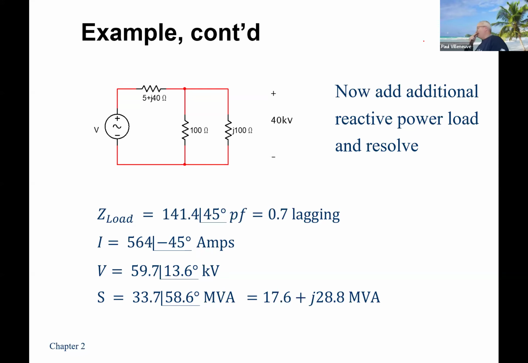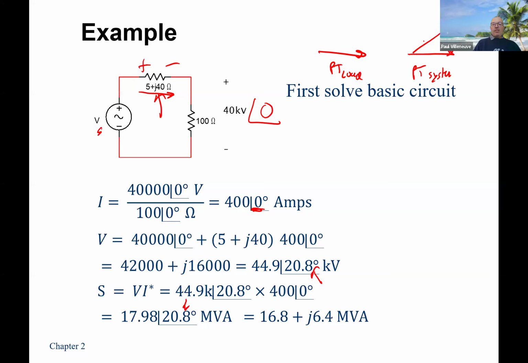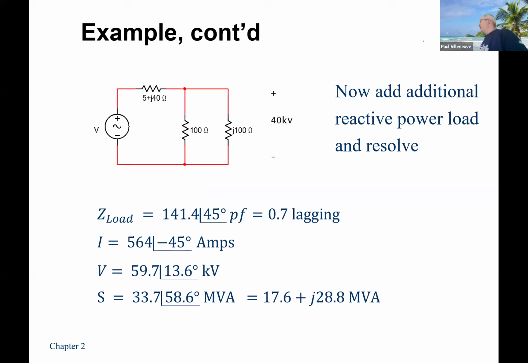So now look at the power. I was at 16.8 plus j6.4. Now I'm at 17.6 plus j28.8. So the MVA is not as big of an increase, but now I'm increasing the real power demand by 0.8 MW, 800 kilowatts. Where does that 800 kilowatts go? Up in the air. I squared R losses on the line. So that is power loss.